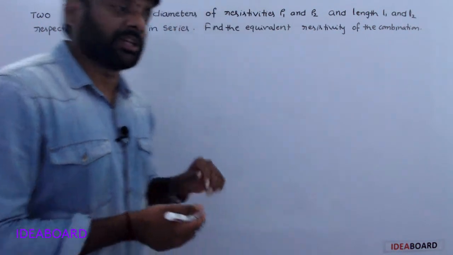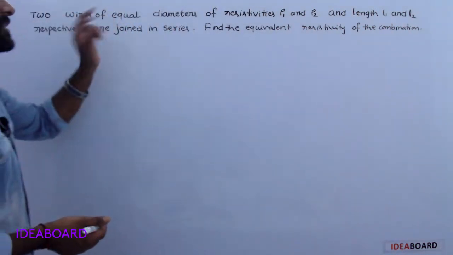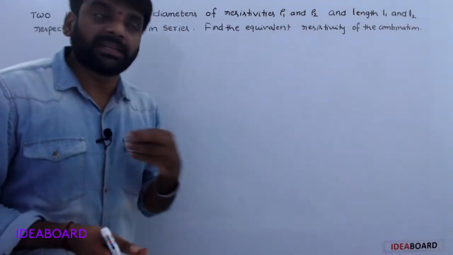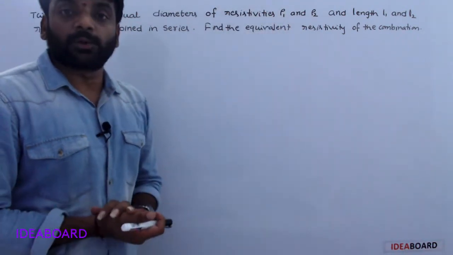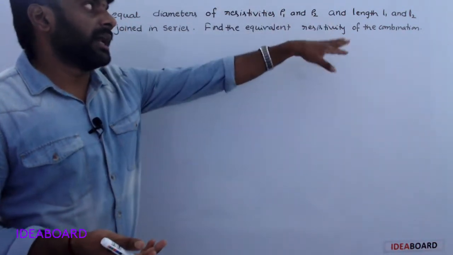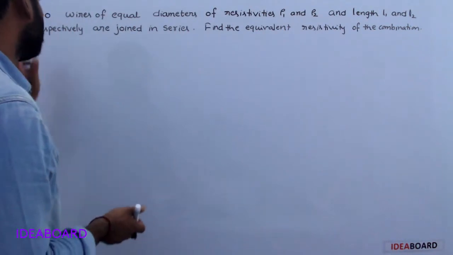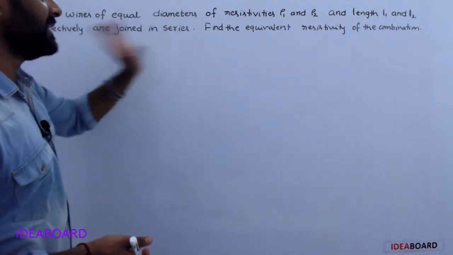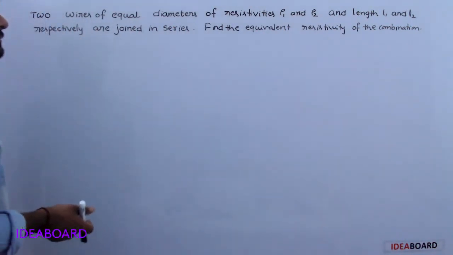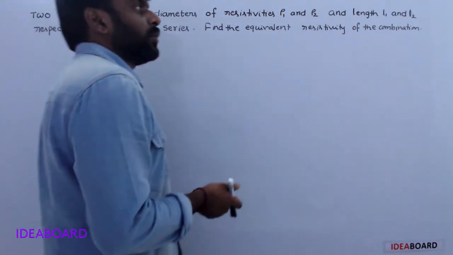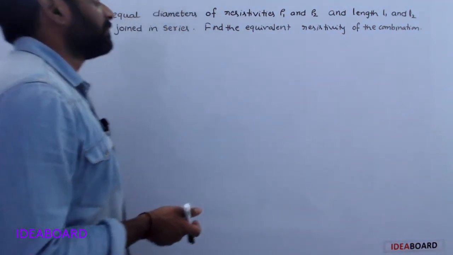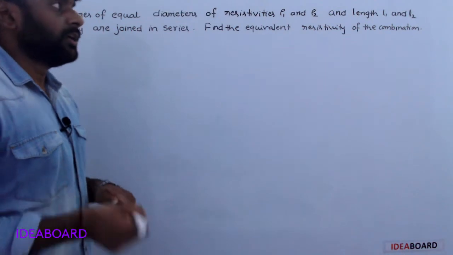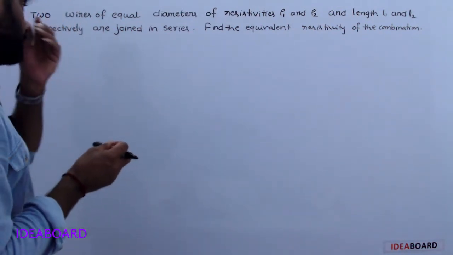Okay, one application. Two wires of equal diameters, with resistivities rho 1 and rho 2 and lengths L1 and L2 respectively, are joined in series. Find the equivalent resistivity of the combination. Understood? Here, two wires are given.